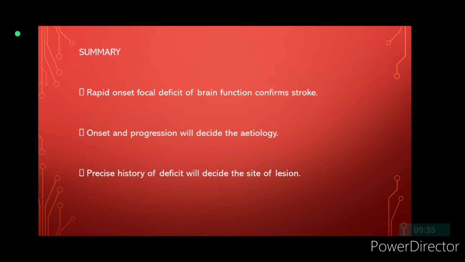Summary: rapid onset focal deficit of brain function confirms stroke. Onset and progression will decide the etiology. Precise history of deficit will decide the site of lesion.